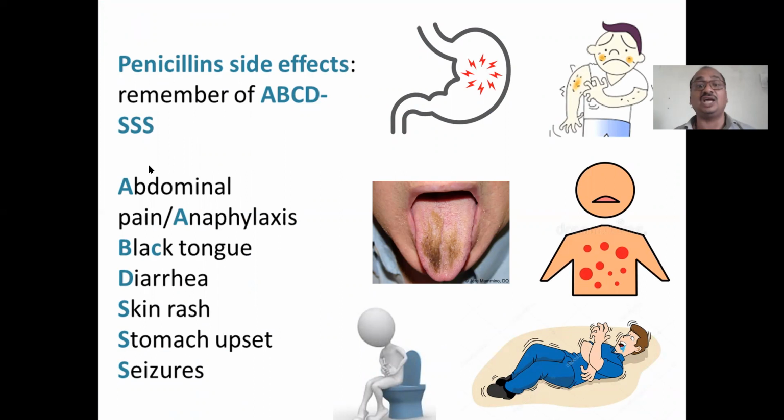ABCD, SSS is the shortcut: abdominal pain, anaphylactic shock, black tongue. See, black tongue, B and C, black tongue, like that. And diarrhea. SSS: skin rashes, stomach upset, and seizures, like fits.